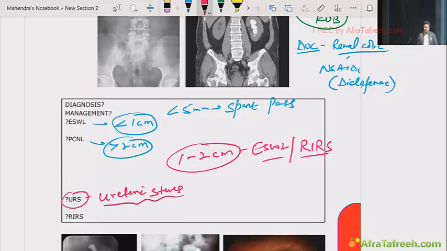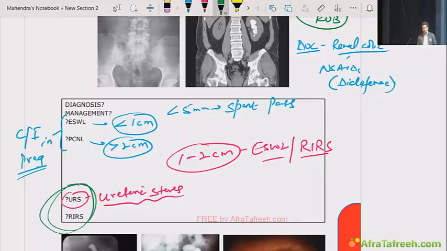In case of pregnancy, which of these can you do? Among these 4 treatment options, what can you do in pregnancy? Both ESWL and PCNL are contraindicated in pregnancy. So in pregnancy, you can do only these 2 things: URS or RIRS.